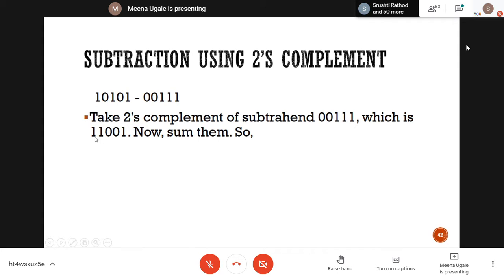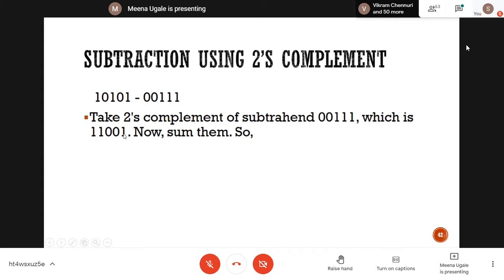Which should be this number. You can try at your side. Take the two's complement of 00111. How to go for two's complement? First you take one's complement and then you add 1 at the LSB position. Then you should get this number. This number is the representation in two's complement format for this other number, that is your subtrahend number 00111.